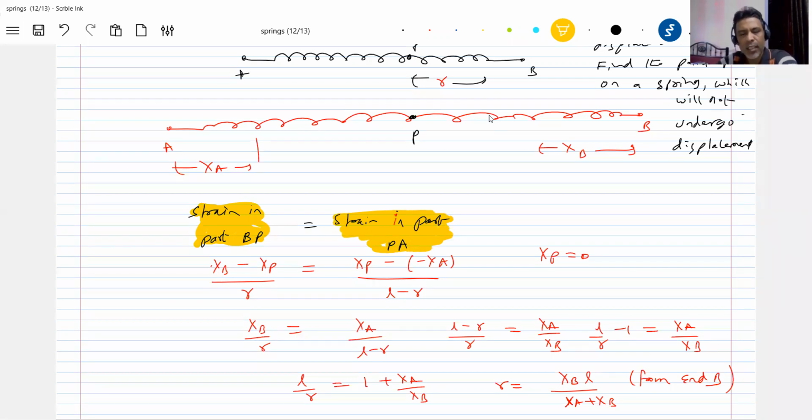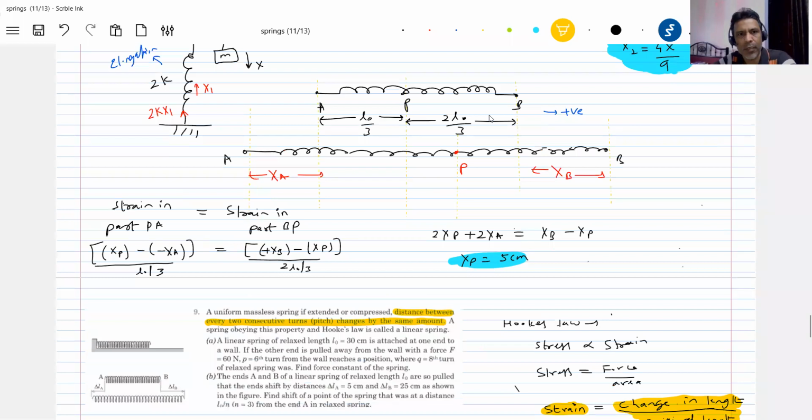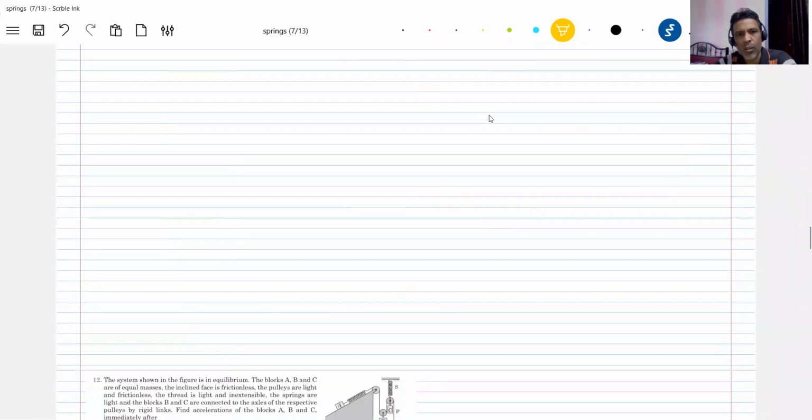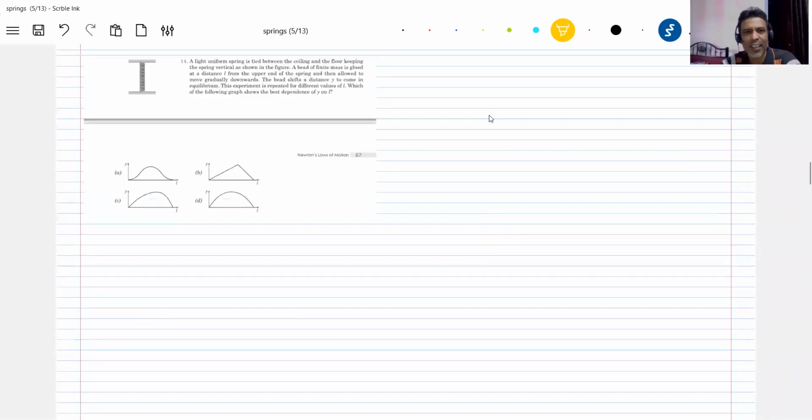The strain in every part of the spring must be constant. So strain in one part should be equal to strain in another part, or strain in one part should be equal to strain in the total part of the spring. Let's take a few more questions. All these are Pathfinder. Every question comes with some idea.